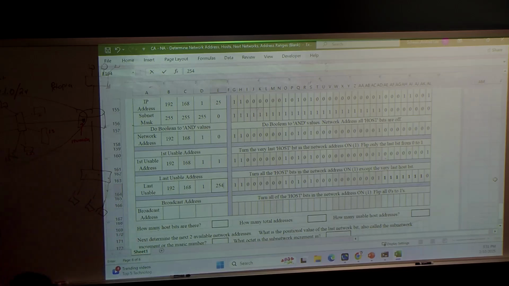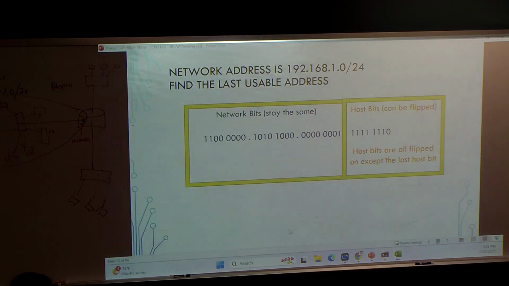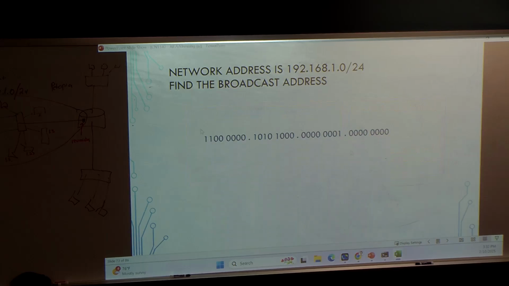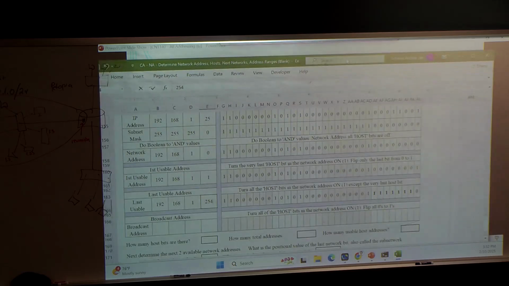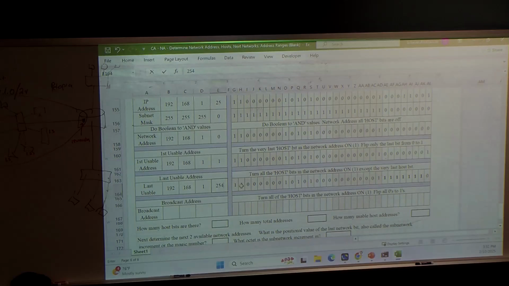Now what do we have to figure out? The broadcast. Now we're going to do the broadcast. Okay, so we've got our last usable. We start with our network address. What do I do with the host bits to find the broadcast? I turn them all on. I still have network, right? Now I'm going to turn these all on, and I've got my broadcast. So I'm going to come over here, and I'm going to fill out my form. We know this part all stays the same because I'm turning on all of the host bits.